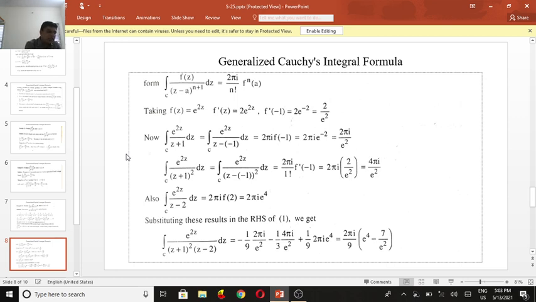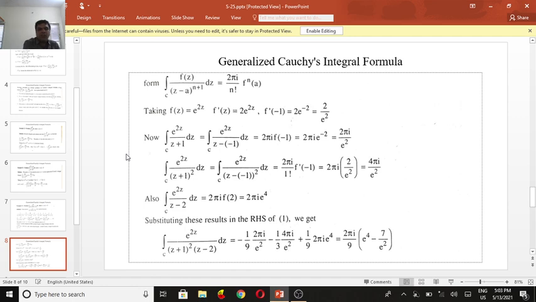Now again the integral of e power 2z divided by z plus 1 whole square dz is the integral of e power 2z divided by z minus of minus 1 whole square dz, which is 2 pi i by 1 factorial times the derivative at minus 1. So replace a by minus 1. That is, we get 2 pi i by 1 factorial times the derivative at minus 1, which is 2 by e square. So we get 4 pi i divided by e square.